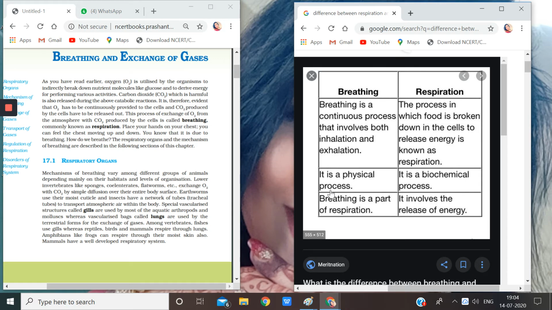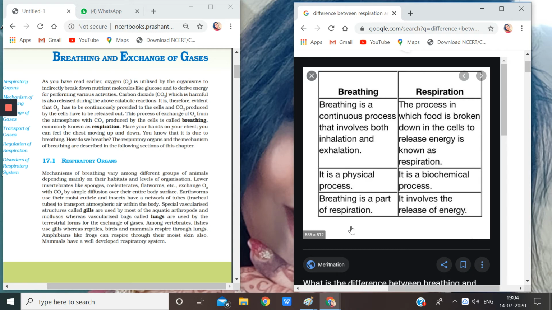Here, it is a physical process, yes, because it involves only the physical movement and physical exchange of gases. So no chemicals are being used, no breakdown is being done here. So it's a physical process. But respiration is a biochemical process. Yes, because chemicals are involved, enzymes are involved, larger molecules are getting broken down into smaller ones.